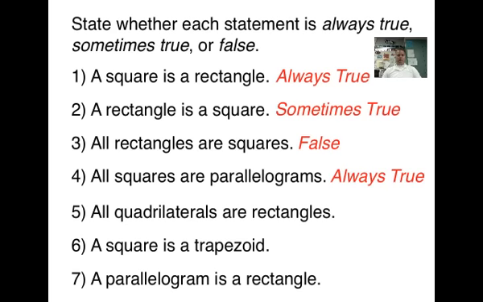All quadrilaterals are rectangles. Not necessarily. You have your trapezoids. A square is a trapezoid. That's false. A parallelogram is a rectangle. That would be sometimes true.